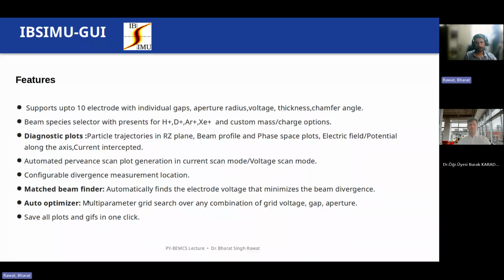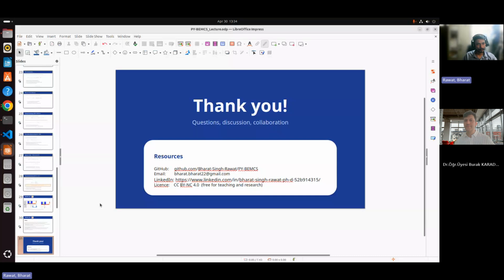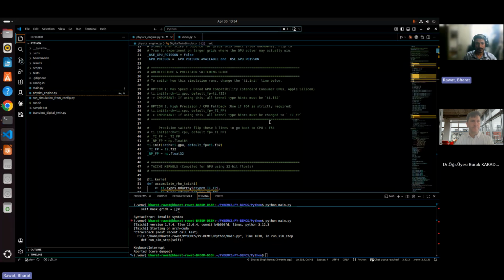And then there is also an auto optimizer which would run a multi-parameter grid scan, which would vary the gap, vary the grid voltage, and vary the aperture radius to give you the minimum beam divergence. I think that's all for now, but I would quickly move on to show you how to deal with the code. So I guess you can see the screen, right?